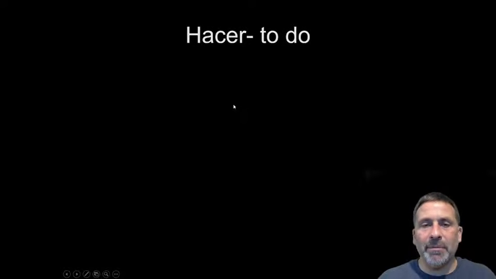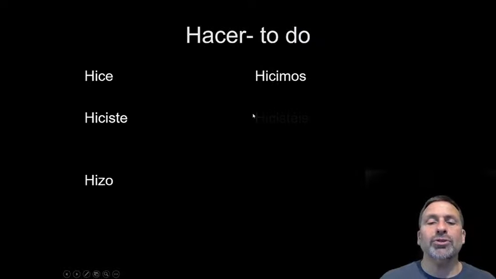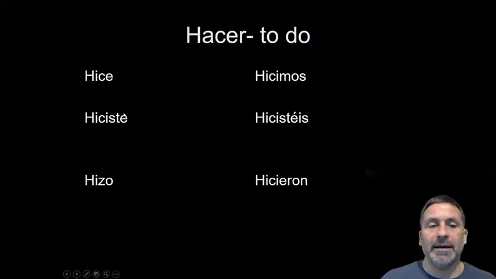And the last one I want to present to you is hacer. If you remember from Spanish 2, we did this one a lot. What did you do last night? What did you do over the weekend? ¿Qué hiciste durante el fin de semana? I did my homework. Yo hice mi tarea. So this is an irregular verb. Notice there are no accent marks in this. The vosotros has an accent on the E here, but in the yo form and the usted form, it doesn't have an accent. Hice, hiciste, hizo, hicimos, hicisteis, hicieron.